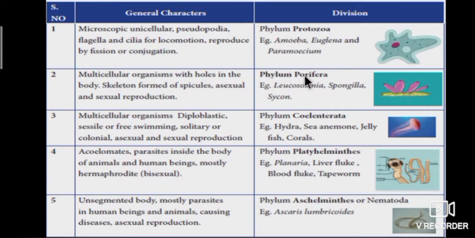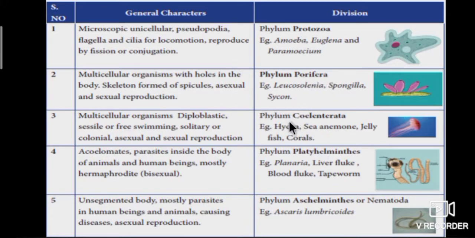Second phylum is Porifera. It is multicellular organism with holes in the body. Skeleton formed of spicules and it involves asexual and sexual reproduction. Spicules means brick-like structure. Leucosolenia, Spongilla, Sycon are the examples for Porifera.